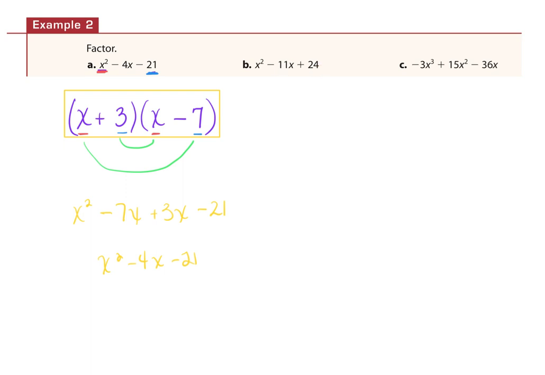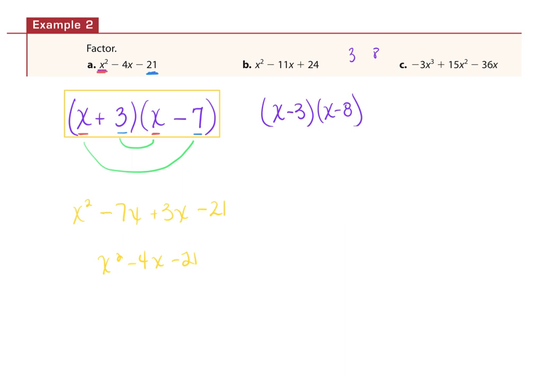What are factors of 24 that add to give you 11? 8 and 3, right? So you could go through them. 1 and 24, nope, that's going to give me 25. 2 and 12, nope, that's not going to do it. 3 and 8, that's my 11. 4 and 6, no, that's not going to work, right? So you can just go through your factors and see what works. We know that 3 and 8 will work. So I'm going to say x, and they're both going to be negative. (x - 3)(x - 8).